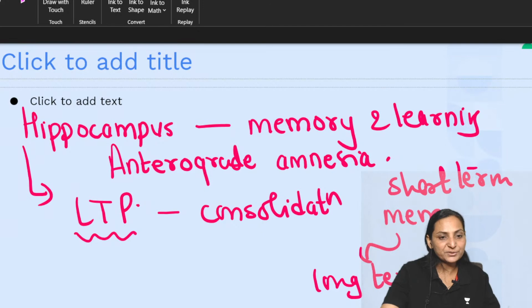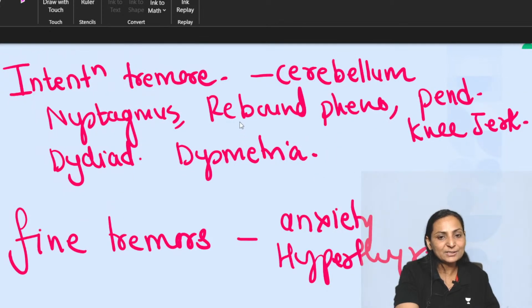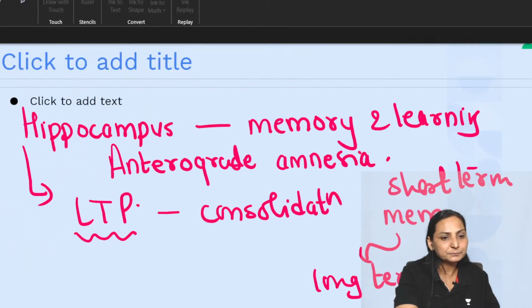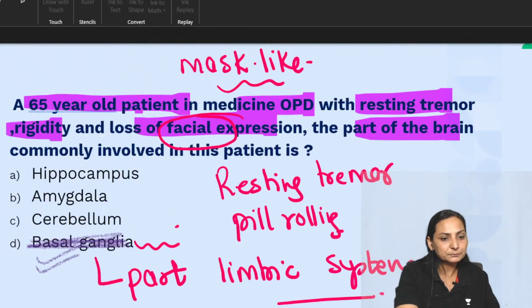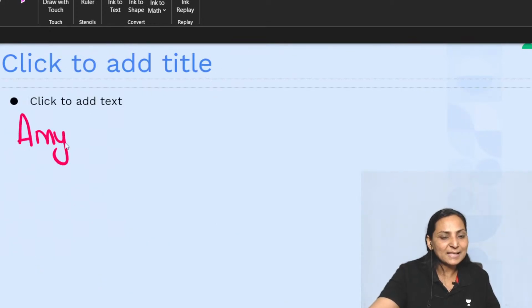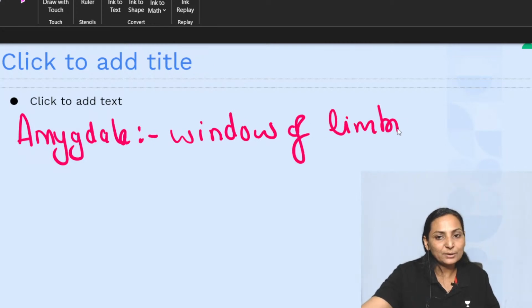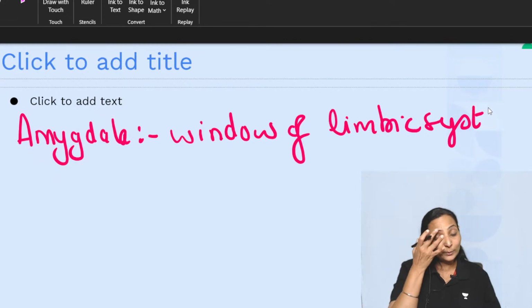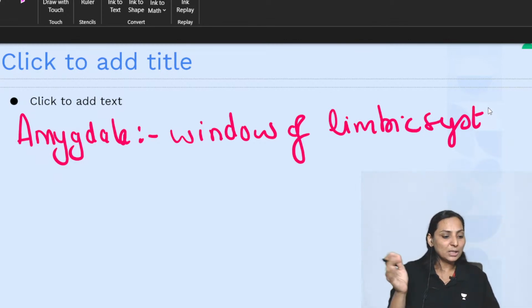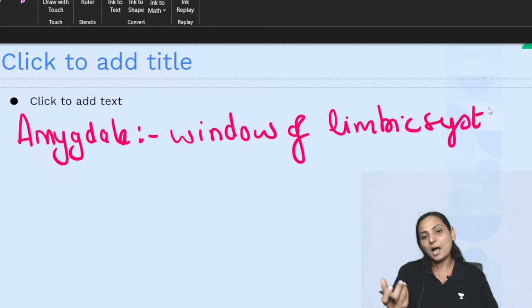As far as the other option which was given, it was the amygdala. So what is this amygdala? Remember, the amygdala is the window of the limbic system. That means it is through this that the limbic system comes to know about the world. The emotions which are generated come only after the inputs given by the amygdala.